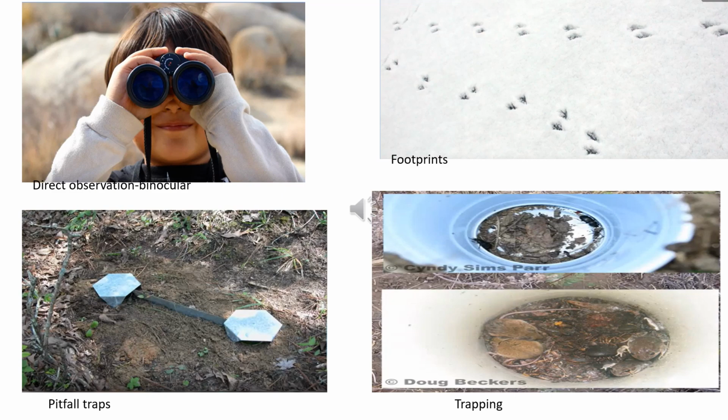There are standardized sampling methods that can be used, like trapping, for instance. You don't have to use a killing trap for small mammals. You can use pitfall traps. Now, pitfall traps are traps that are hidden in the ground and animals just fall down.